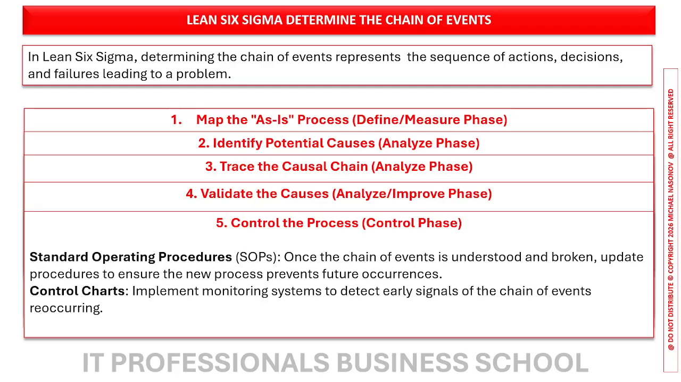And control the process, control phase. You're using standard operating procedures, which are SOPs. SOPs exist in every type of industry. SOP means standard operating procedure for your particular organization internally. Once the chain of events is understood and broken, update procedures to ensure the new process prevents future occurrences.